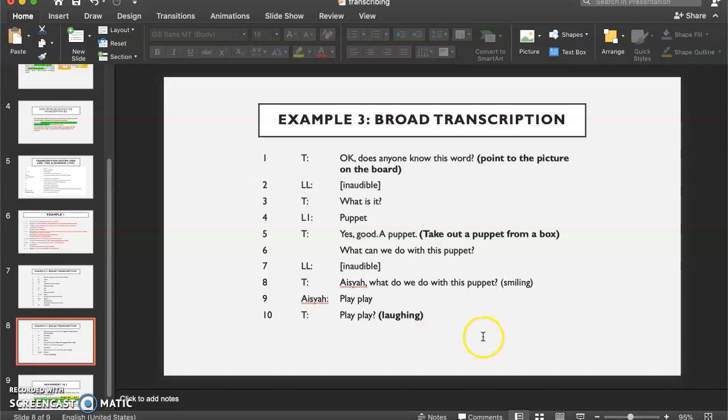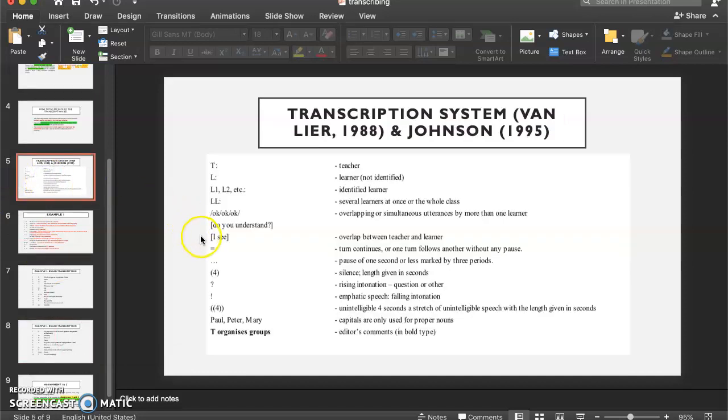All right, so basically we have two types, broad transcription and narrow transcription. What I want you to do is you can actually choose some of the symbols in the transcription system if you want to use the general ones. If you want to use a pause, or rising intonation, it is up to you.